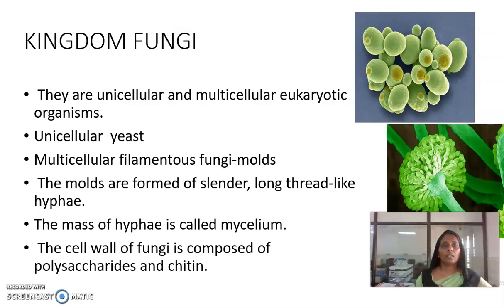Kingdom Fungi. Kingdom Fungi includes mainly unicellular and multicellular eukaryotic organisms. One important unicellular example is yeast. Yeast is a unicellular organism. It is oval or spherical in shape. And multicellular filamentous forms can be seen. They are called molds. And these filamentous fungi are mainly formed of mycelium.